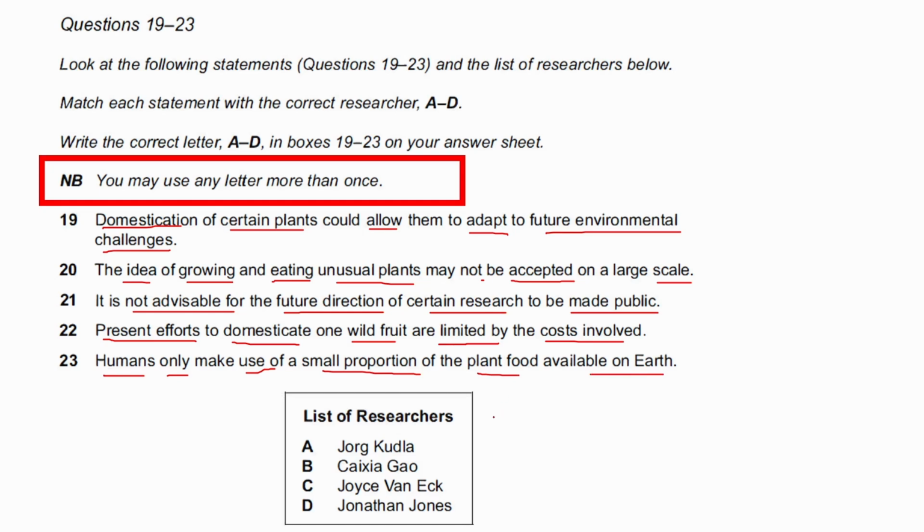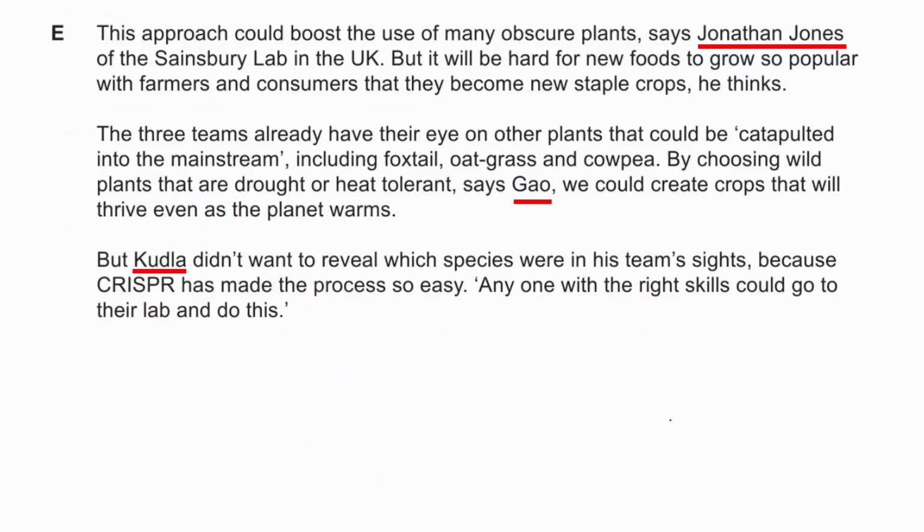So we said we start with the names that appear once only. Here, the name Kudla appeared 4 times, Gao 2 times, Van Eck 2 times, and Jonathan once only. So we start with Jonathan's. Now, here we have his name.